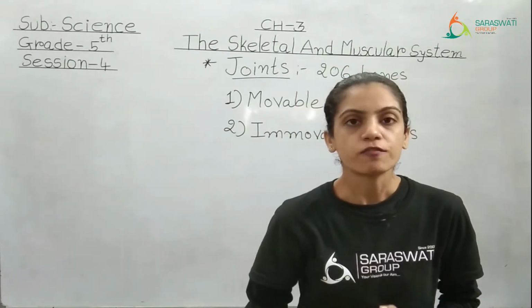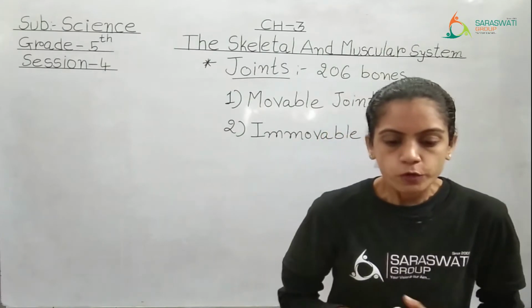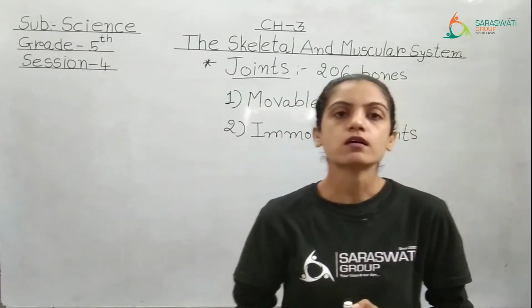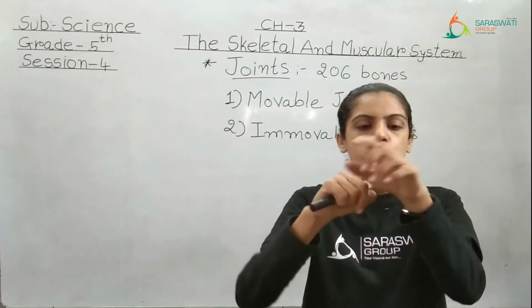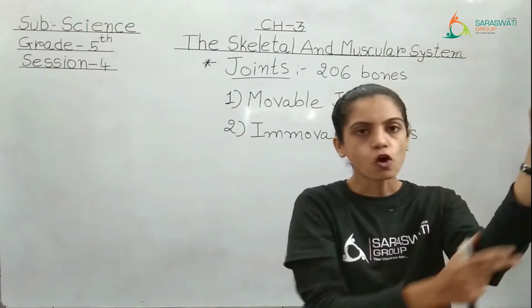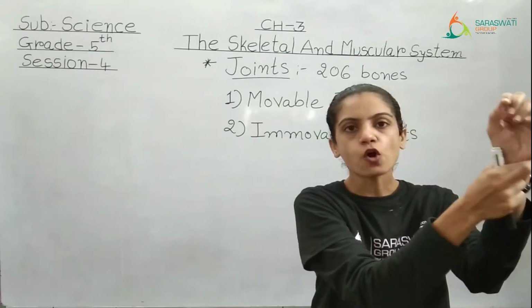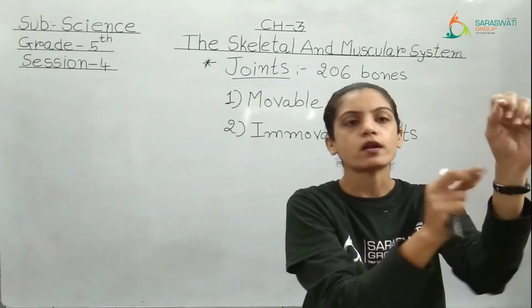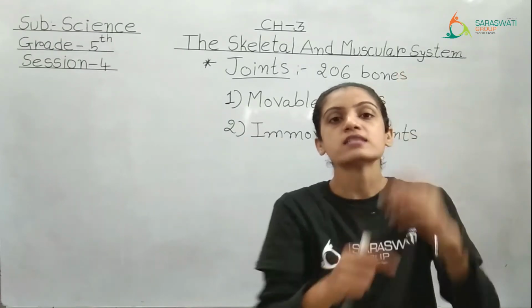That is because of what? Joints. Two bones are joined together at joints, right? Two bones. If I say the bone of my palm and the bone of my hand are joined here, that is what? This point is known as joints.